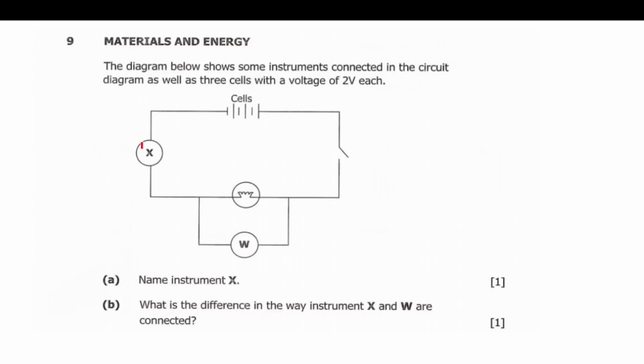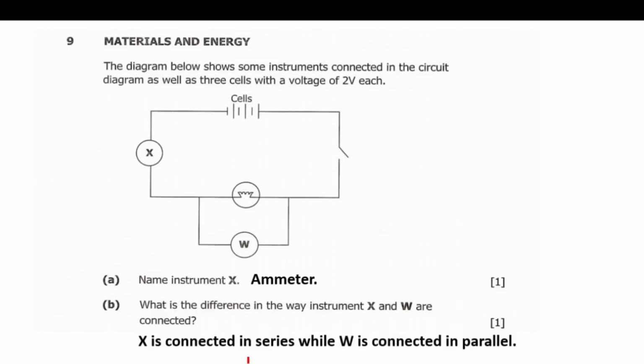B, what is the difference in the way instrument X and Y are connected? So to name instrument X, it is just an ammeter. Then B, what is the difference in the way X and W are connected? X is connected in series while W is connected in parallel.